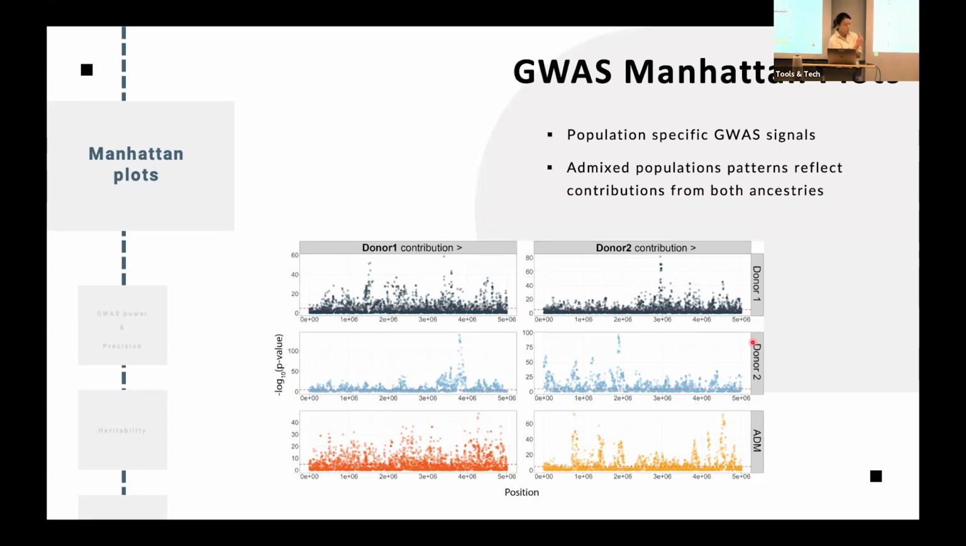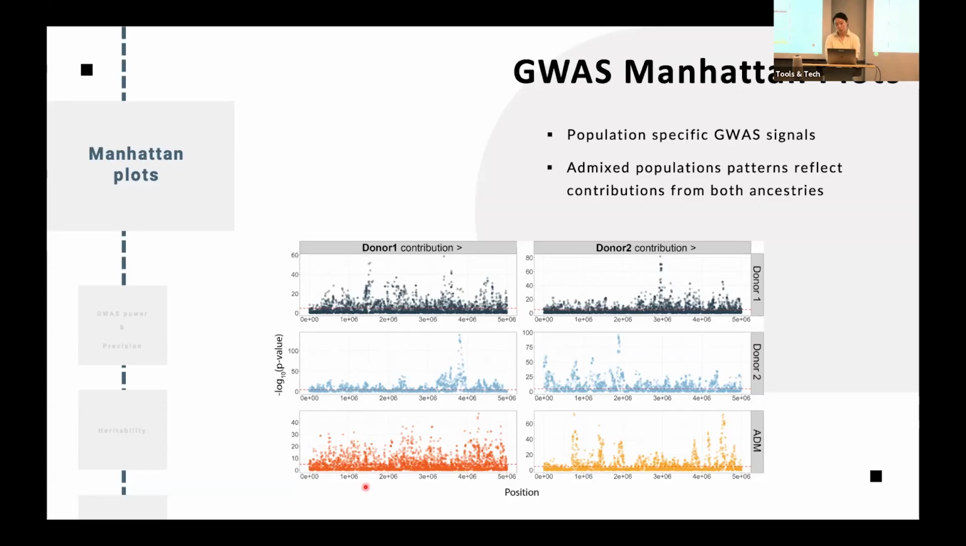If we look at the donor 1 and donor 2 Manhattan plots, we can see that they show distinct association peaks, and this reflects the unique allele frequency and LD structure that exists within each population. But if we look at the admixed population at the bottom here, I would say it's much noisier compared to the ancestral populations. Like I mentioned earlier, this is because their genomes are so mosaic, as a result of multiple ancestries contributing to their genome.